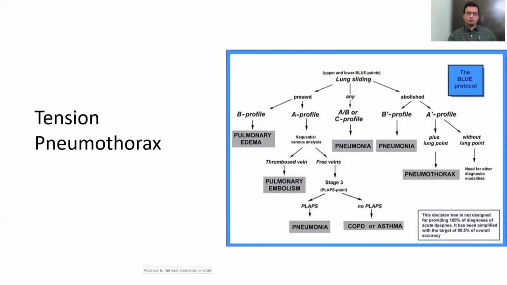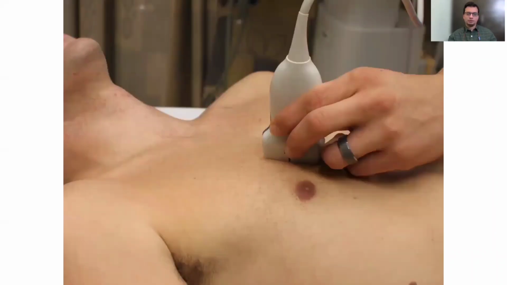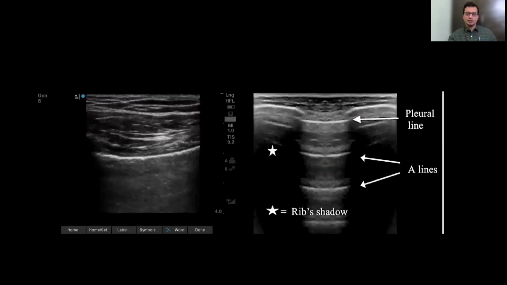Now we have to talk about the third common cause of obstructive shock, and that is tension pneumothorax. To find out tension pneumothorax, a linear probe is placed at the anterior lung area. If lung sliding is present, pneumothorax can be ruled out. If lung sliding is absent with multiple A lines, the profile is termed the A dash profile of the BLUE protocol, which suggests pneumothorax.